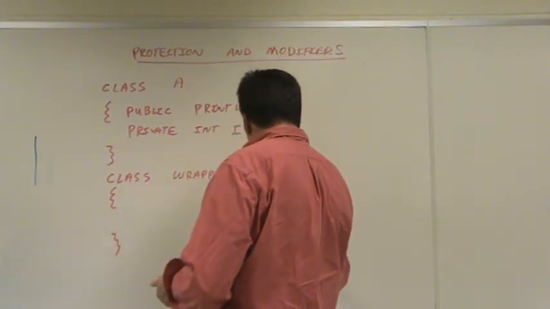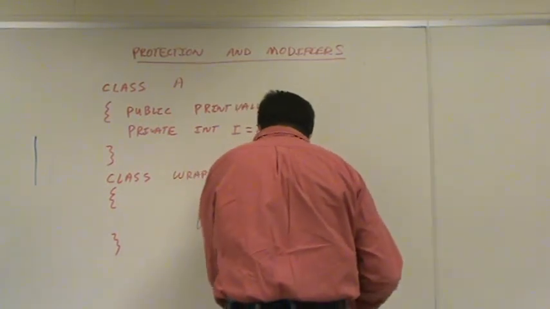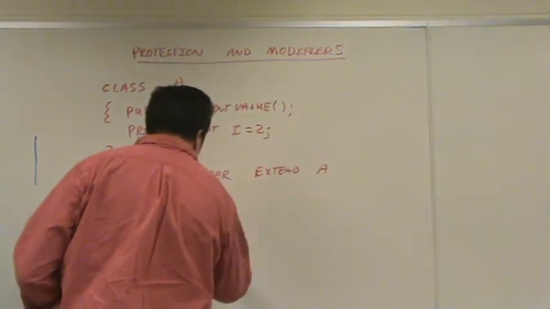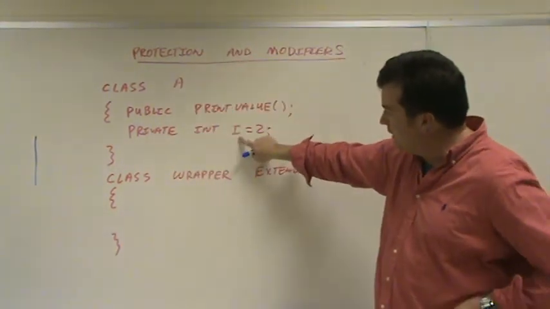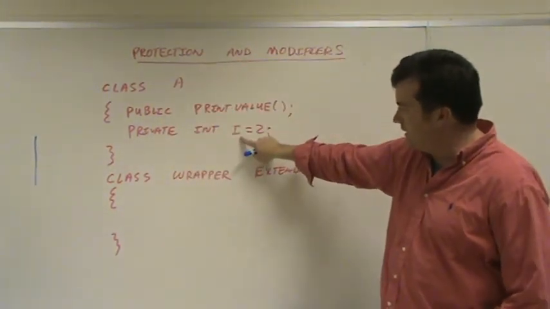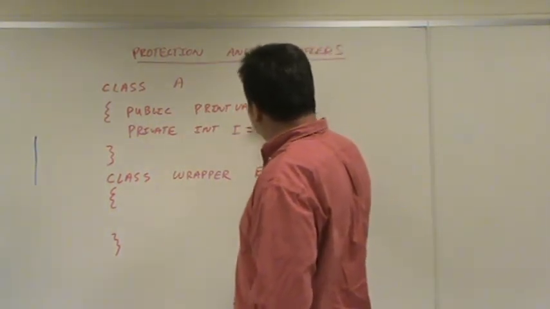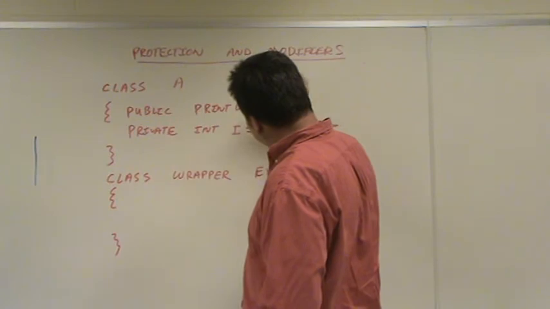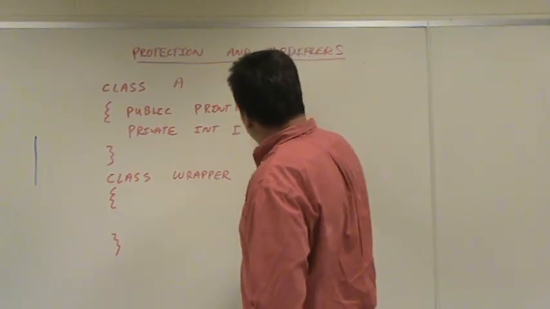W. Oh, we could put a method in the class. Let me do this. Suppose the creators of this first class never wanted anybody to be able to print out I. This is a bad method, right? Okay, let me do this.